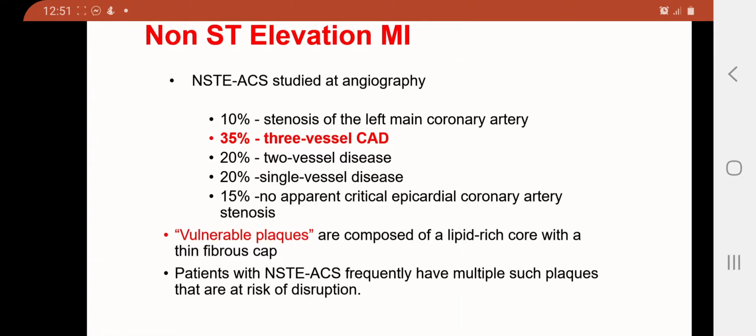When you do an angiogram on these patients, 10% of them will show stenosis in the left main coronary artery, 35% will have three-vessel CAD, 20% two-vessel, 20% single-vessel disease, and 15% will appear normal, with no apparent critical epicardial coronary artery stenosis. When we say vulnerable plaques, they are composed of a lipid-rich core with a thin fibrous cap.